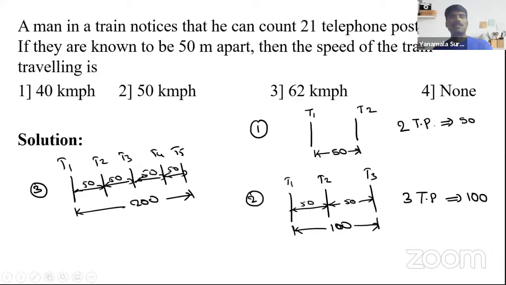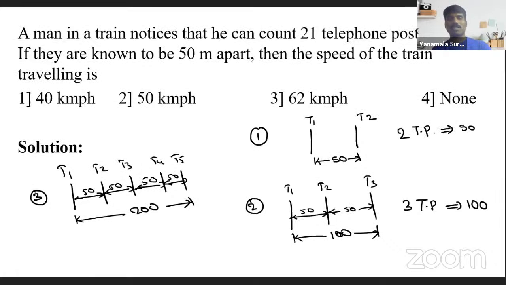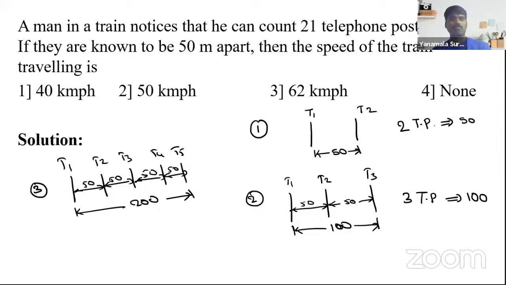Sir, next you will draw 21 telephone posts, sir. No, I won't draw 21 telephone posts. Why should I draw? Waste of time. So what I'm going to do is take the easiest way, the shortcut. Now, if I had taken two telephone posts, I'm getting 50. So when they give two telephone posts, I have to take one less, 50 into 1, which is equal to 50.